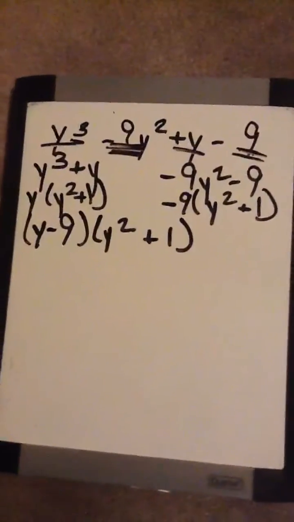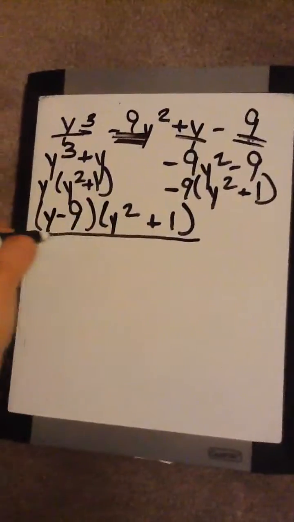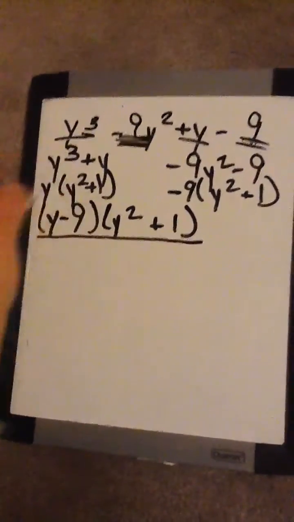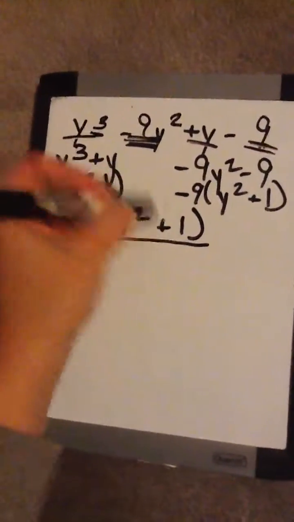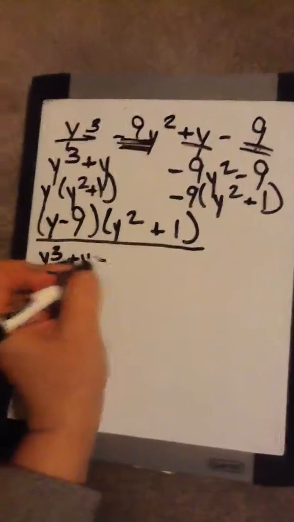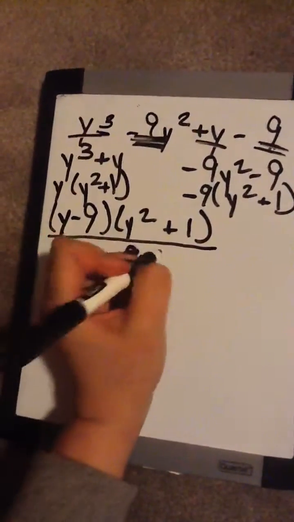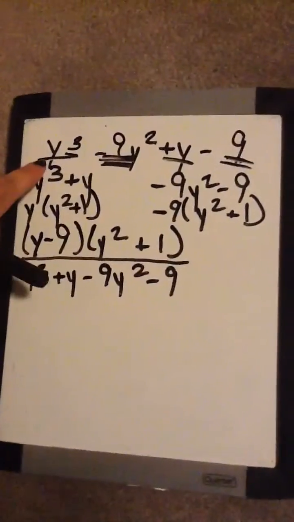Now to check your answer, you want to expand it back out. So that's the final answer. And then you want to expand it back out. So for the first term, y to the third, outer terms plus y, inner terms minus 9y squared minus 9. And that's your original problem.